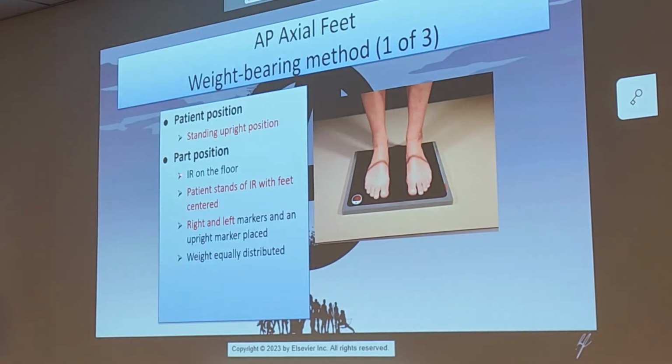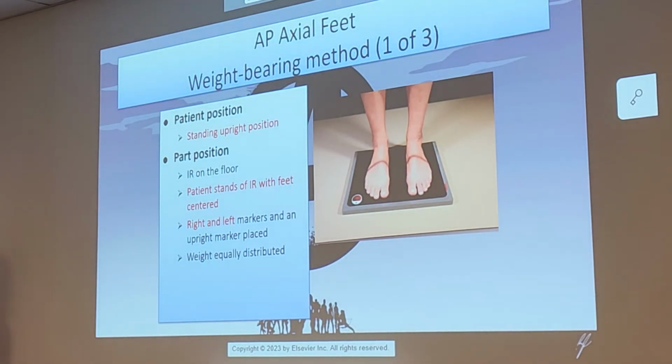And the part position: IR on the floor, patient stands on the IR with the feet, right and left marker, and then upright marker placed. Weight equally distributed. So anytime you have the same anatomy, like an X-ray of two hands, two knees, two feet, you always want to add the right and left marker. And then weight equally distributed.